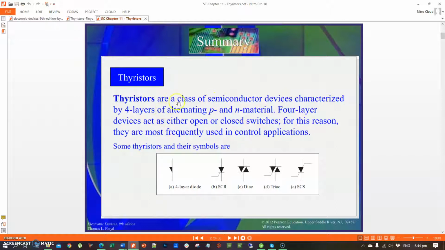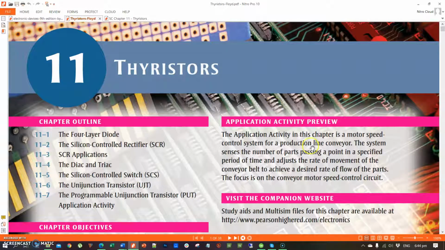So first, we're going to have thyristors. What are these thyristors? These are four-layer diodes, four-layer devices. Examples of thyristors are SCR, diac, triac, and SCS. So to know more details about thyristors, please read this chapter 11.